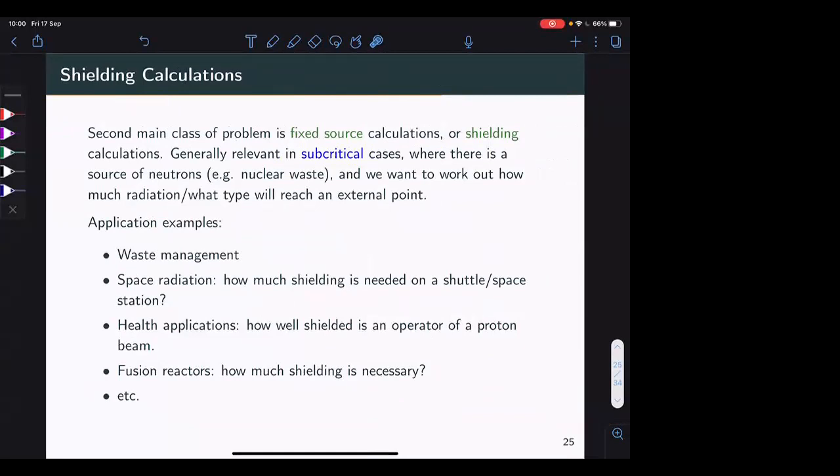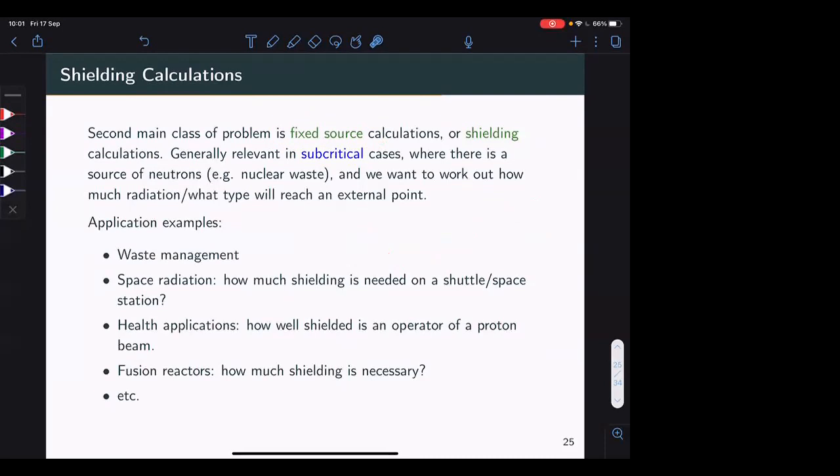Okay, the second set of problems that I want to talk about are shielding. I said at the start, what are we interested in here? Often these are called fixed source problems because we're really worrying about where particles are coming from. Generally, we're thinking now about subcritical cases, so all our particles are dying out, being absorbed, or leaving the system at some point. We just want to know, on my trajectory when I leave the system, did I go through some detector on the way?